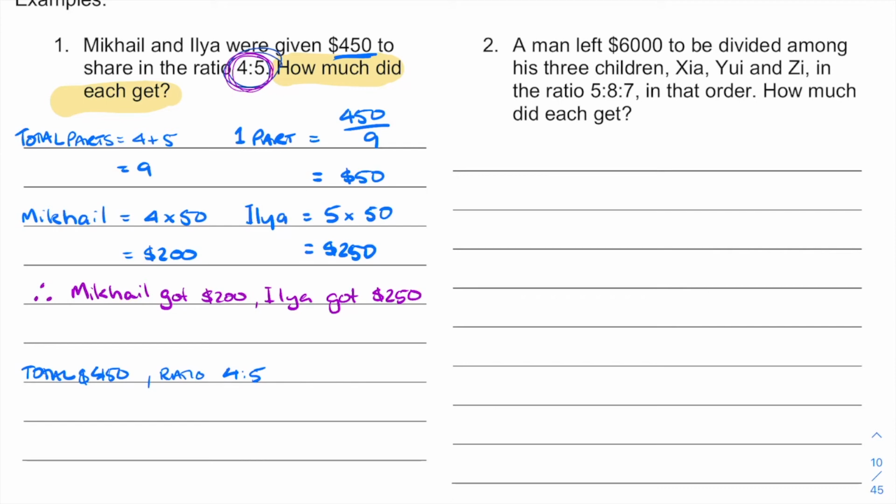Hopefully I've pronounced those correctly. If not, let me know. In this ratio of 5 to 8 to 7. And it's in that order. Okay. How much did each one of these kids get?